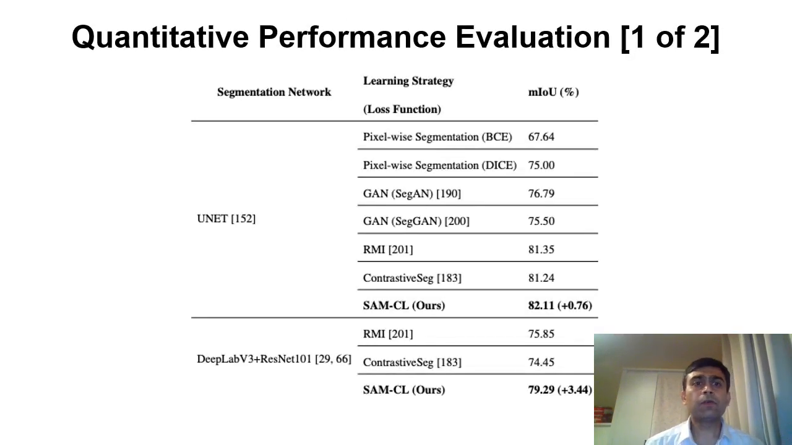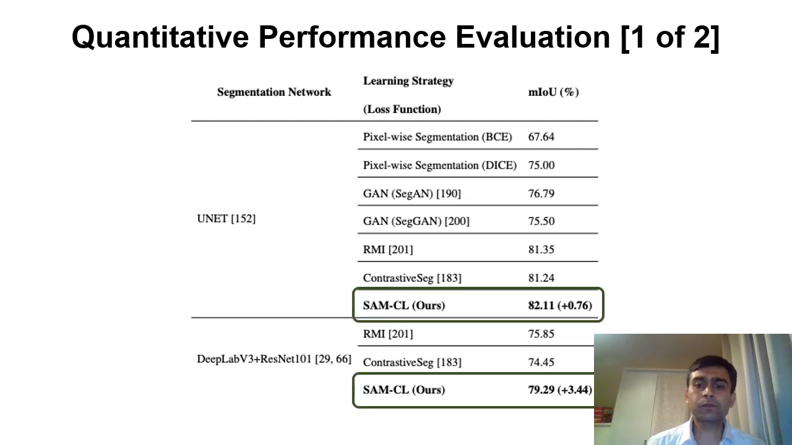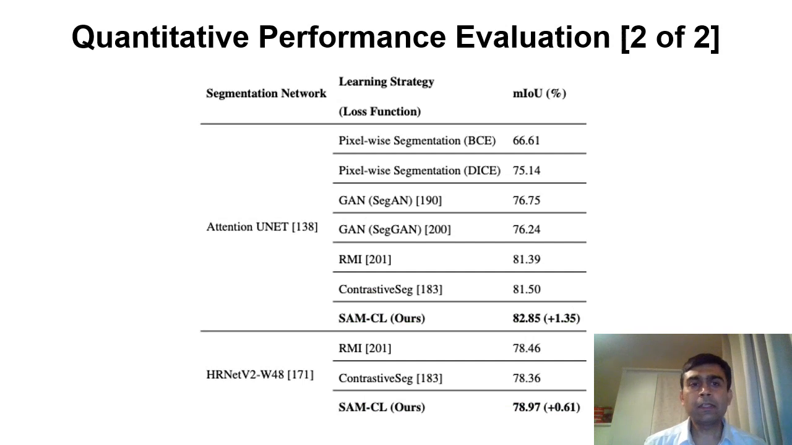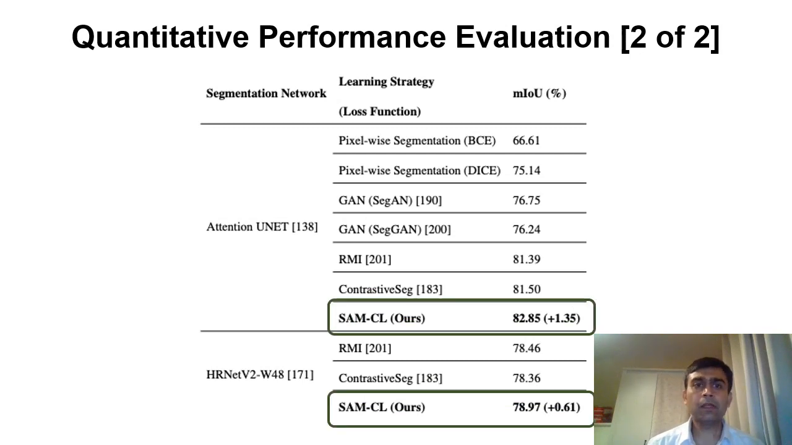Results of our quantitative performance analysis show that a segmentation network trained using the proposed SAMCL framework outperforms existing loss functions as well as learning strategies consistently for all segmentation networks. We observe the best performance with attention UNet trained using the SAMCL framework, exceeding the state-of-the-art learning strategy, supervised contrastive learning, by a mean IOU of 1.35%.